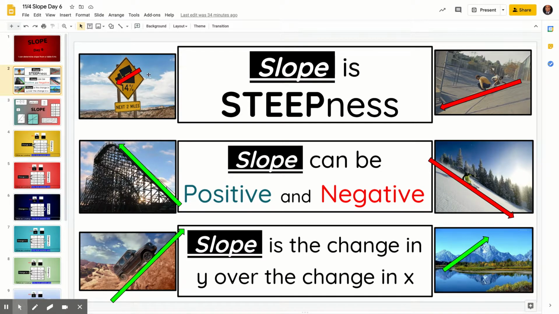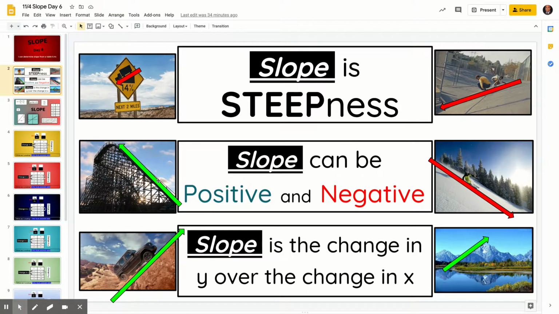If you look over here on the left, you'll see a caution warning sign for large trucks because they need to know the steepness of a hill before they go down it so that they know to slow down, or else they'll lose control on the hill. Skateboarders want to know about slope so they know how much hang time or air time they can get, and how they should adjust their bodies. If you've ever skated, you know what I'm talking about.